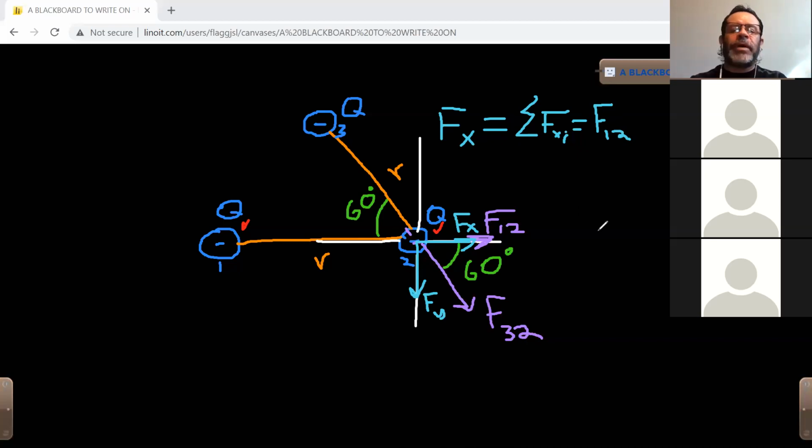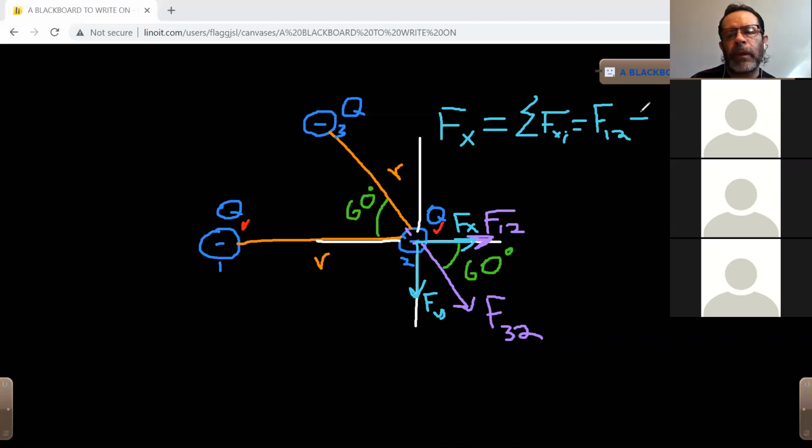We're just looking at the free body diagram that's here. We're going to be looking at the other charges separately, but right now we're just looking at the things that are here in the free body diagram. So what are the forces there? You've identified one, which is F12. And also F32 has an X component, but how is that X component represented?